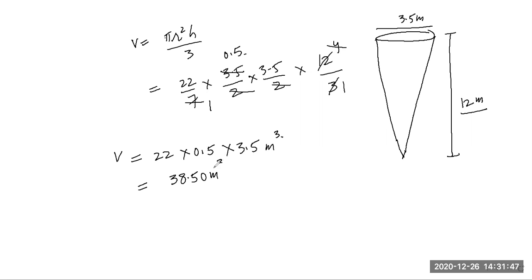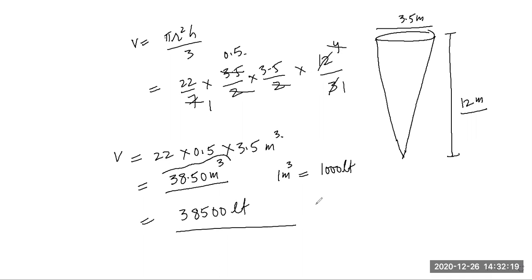38.50 meter cube. Okay. So now we have to convert into liter. So 1 meter cube volume will have how many liter? Yes, liter. Good. 1 meter cube is equal to 1000 liter. So how much will be the liter in this? So it will be 38500 liter.